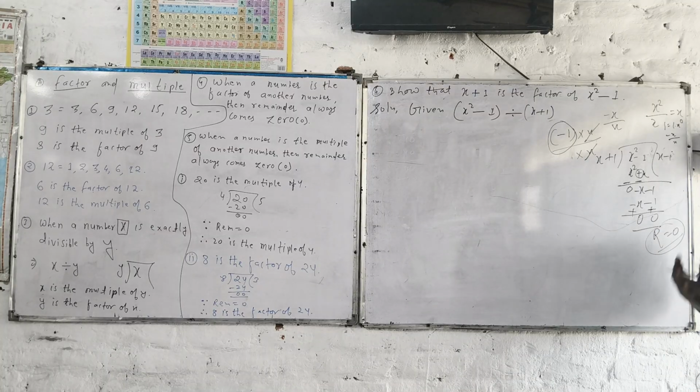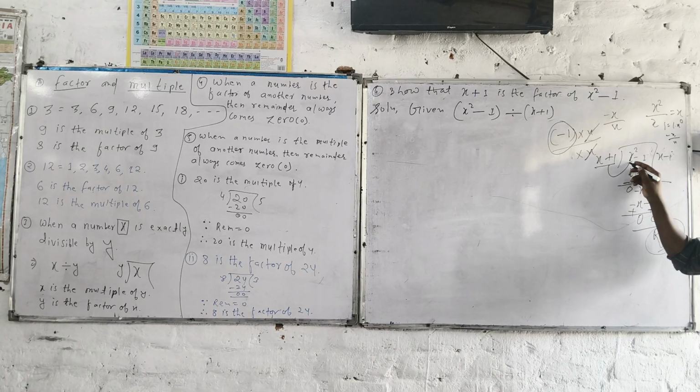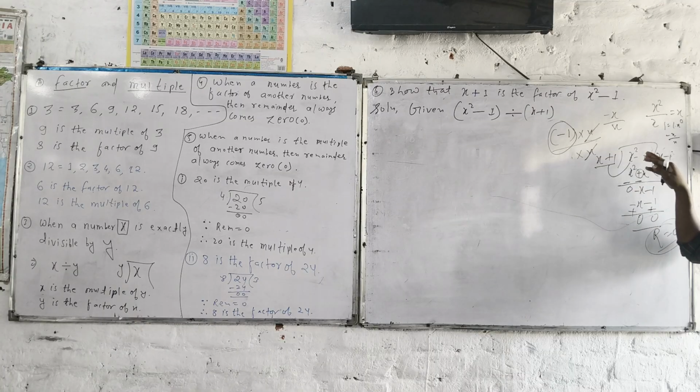What can we say from here? We can say two things. x plus 1 is the factor of x squared minus 1, and x squared minus 1 is the multiple of x plus 1. Hope you understand what I'm saying.